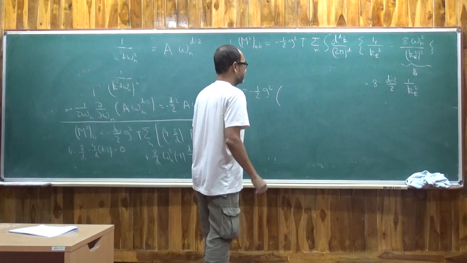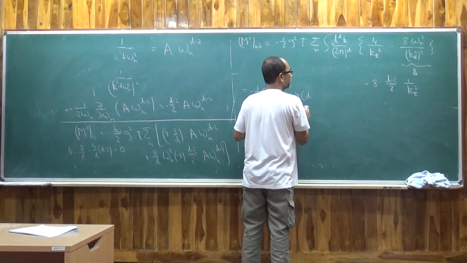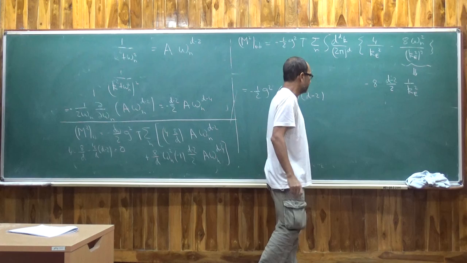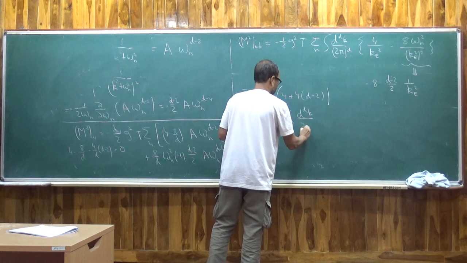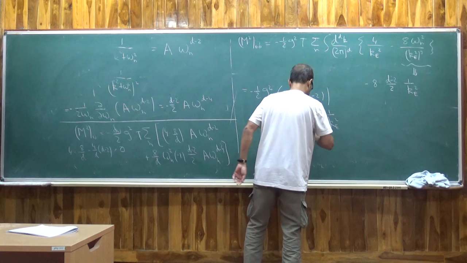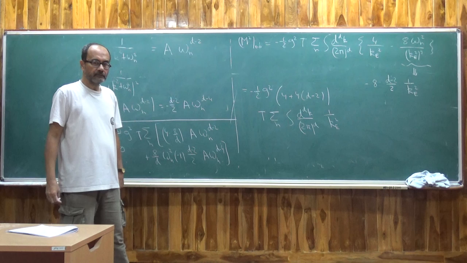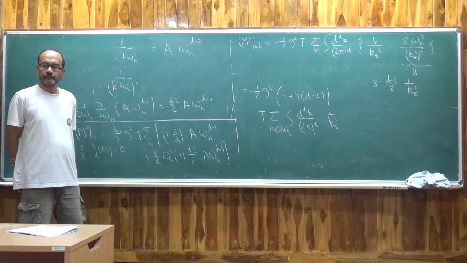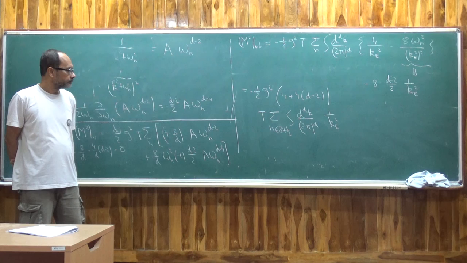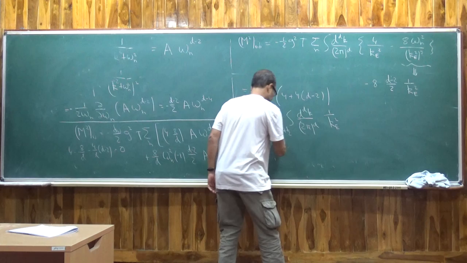Okay. Now let me write this as 4 minus 4 times d minus 2, plus, because it's minus and minus, plus 4 times d minus 2 times sum over n integral d^d k over 1 over k square. Now let me write this as n belongs to z plus half. So let's call this function sigma f of t.